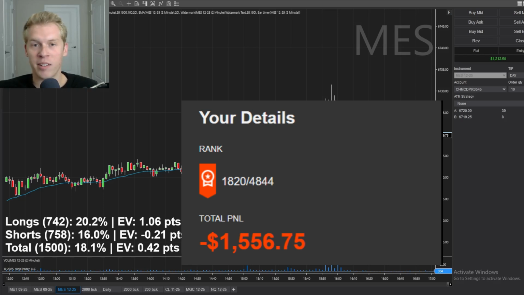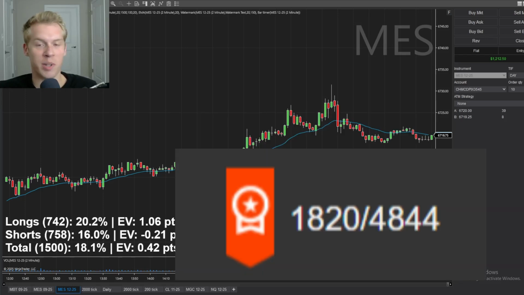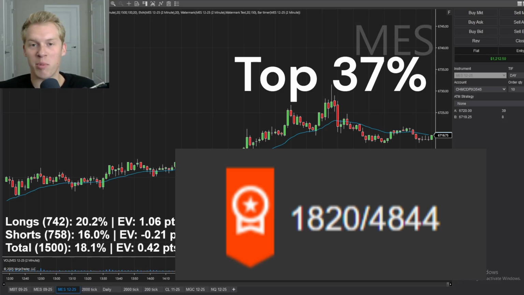The downside, the bot was down 1,500. So once again, it was trying to be aggressive. It was trying to take long only trades. It was going for it. It was trying to win and take its shot. The good thing is the bot beat 3,000 other traders. It finished in the top 37% of traders. This bot did better than the average trader.